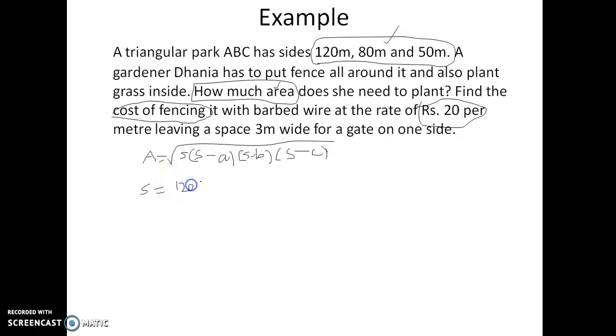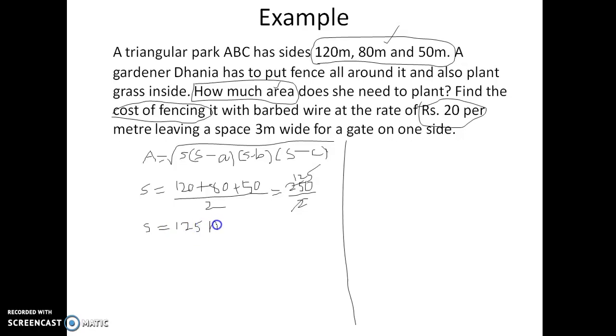A is 120 and B is 80 and C is 50, divided by 2. If we add all these three values, we'll get 250, divided by 2, so 125. So what is S now? S equal to 125 meter.